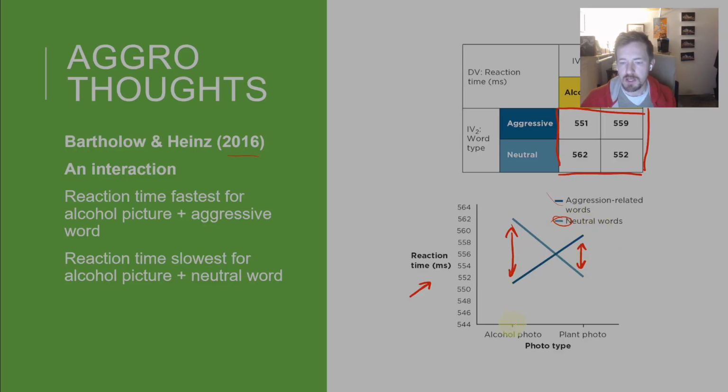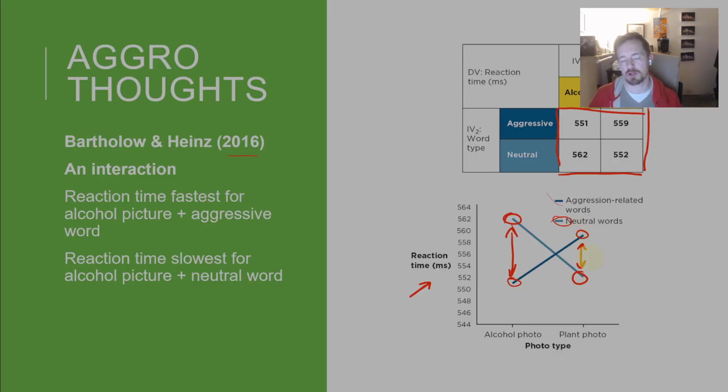For neutral words, we see that it takes longer to reply to neutral words whenever you just see a photo of alcohol. It's much easier to respond to a neutral word whenever you see a neutral image of a plant. But the opposite is true whenever we look at aggression-related words, so words like fury or murder or bludgeon. Whenever people just see alcohol right beforehand, they are pretty quick at responding to an aggressive word, and whenever they see a plant photo, it takes them a little bit longer to respond to those aggressive words.